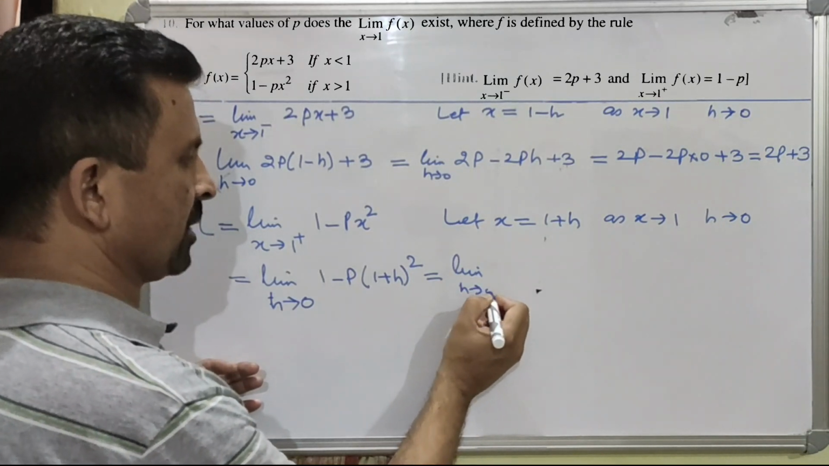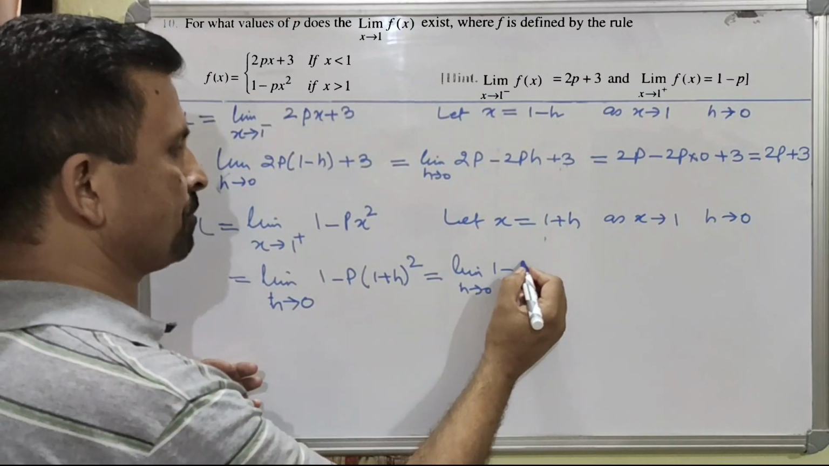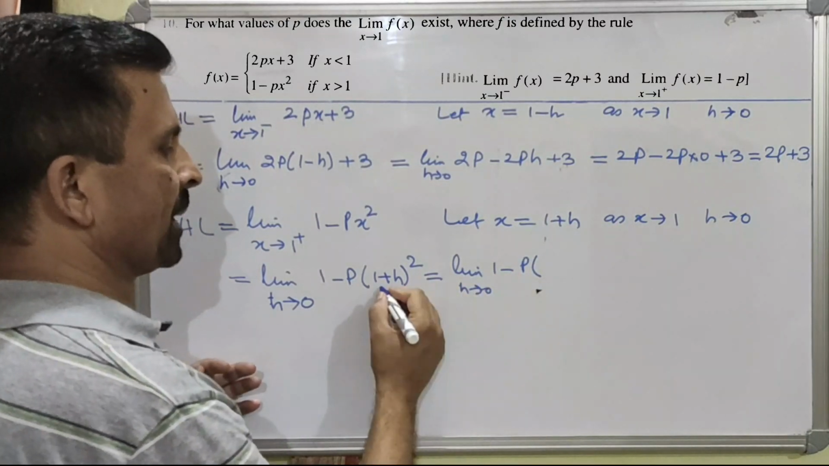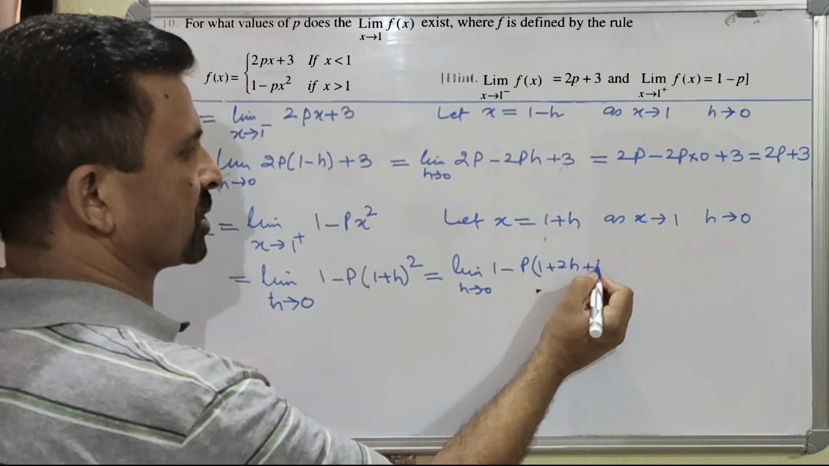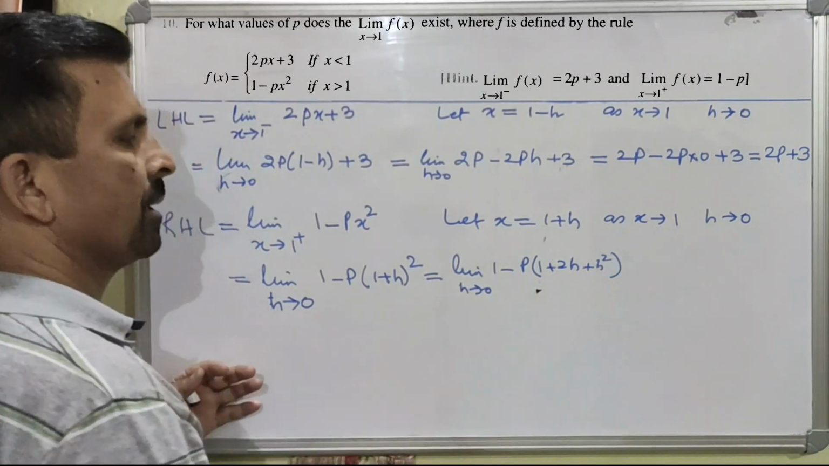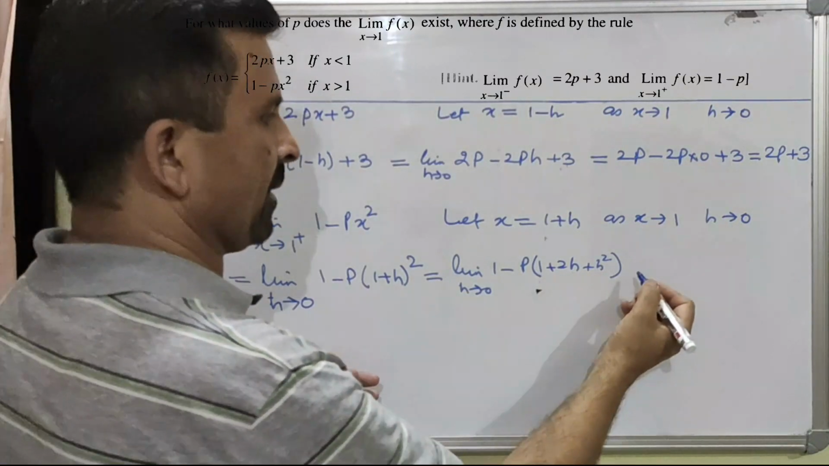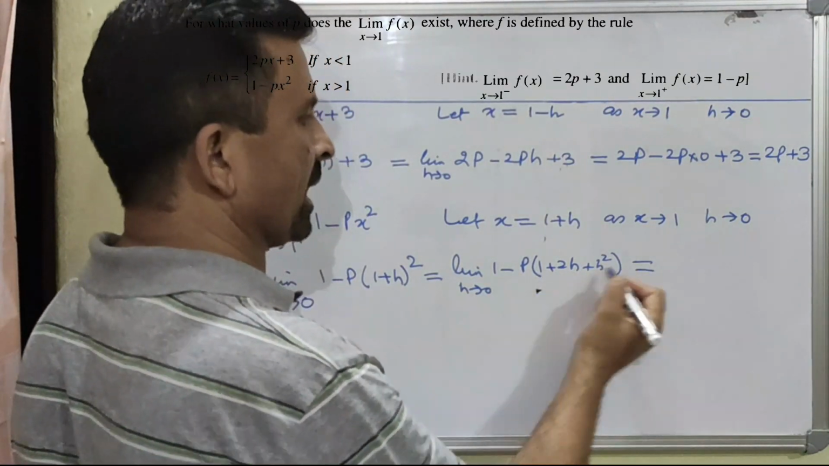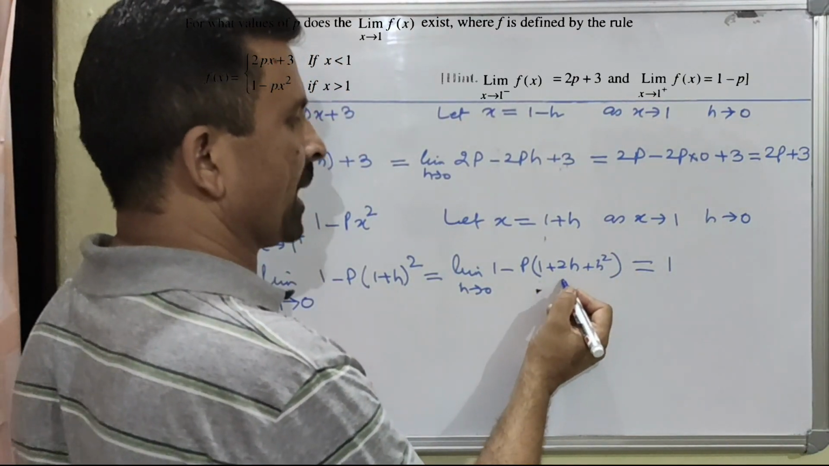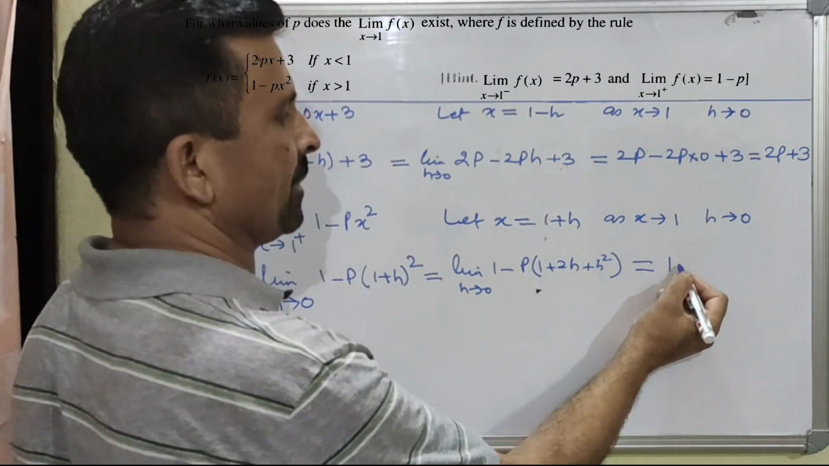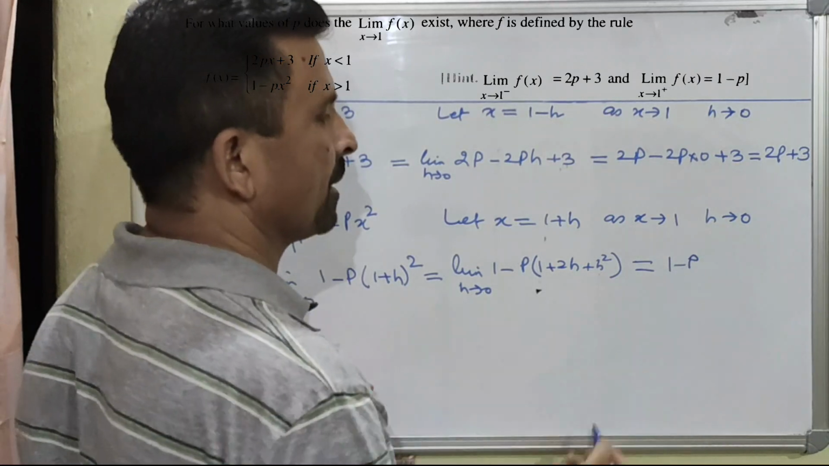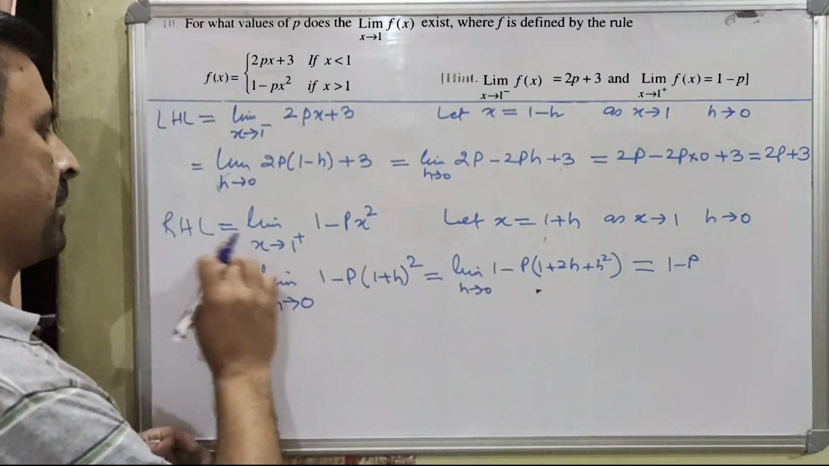So limit h tending to 0, we'll write here 1 minus p. Now 1 plus h whole square, so that is 1 plus 2h plus h square. Clear? Now we can put the value and we can simplify. In one step itself we can finish it. So this is 1 as it is, and then this whole part will become 0, right? Because here we have h, and only this p into 1 will remain as it is, so minus p. This becomes the value of your right hand limit.